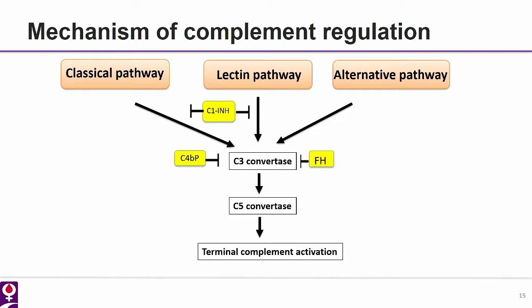Factor H, again a soluble complement regulator, is very important to control the alternative pathway. It destabilizes the C3 convertase, and it can also degrade the C3b formed in the alternative pathway to inhibit further complement activation. Then there are other proteins called CR1, complement receptor 1, and CD55; these are membrane-bound regulators. They act as decay accelerating factor, so they destabilize the C3 convertase and inhibit further complement activation.